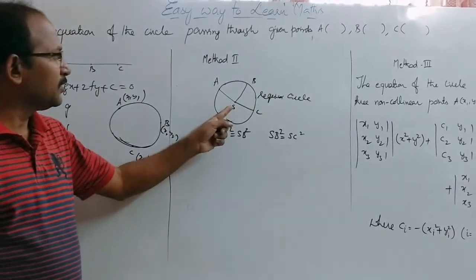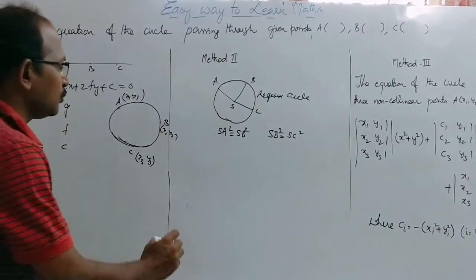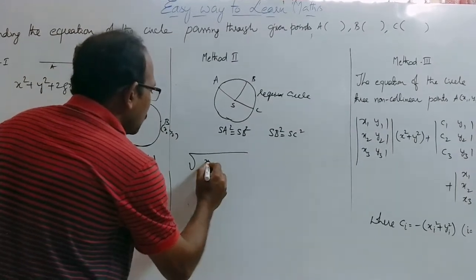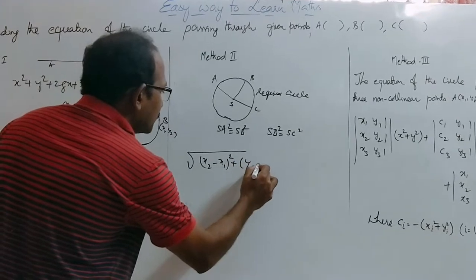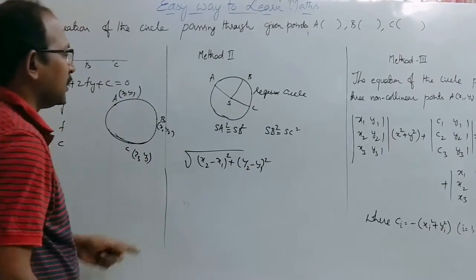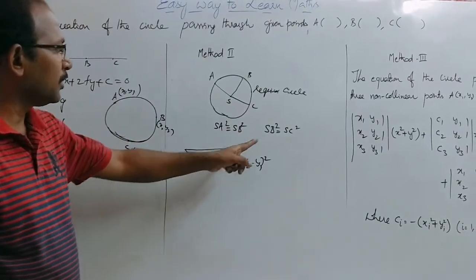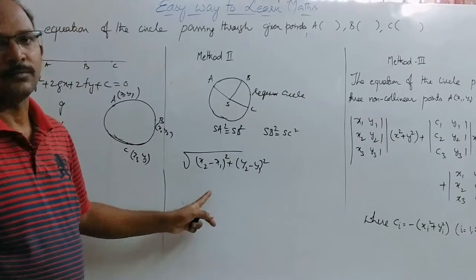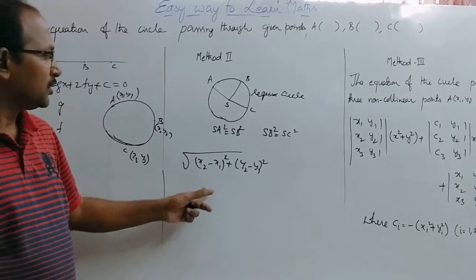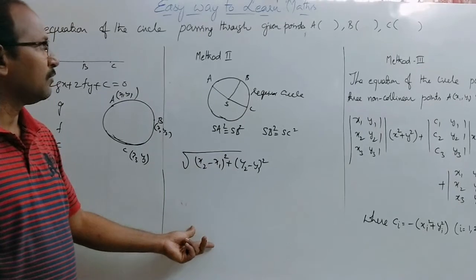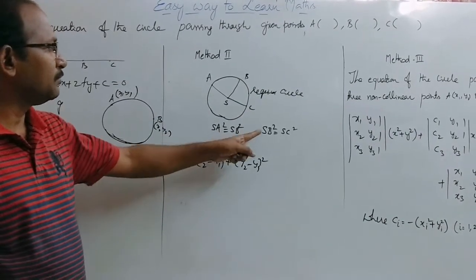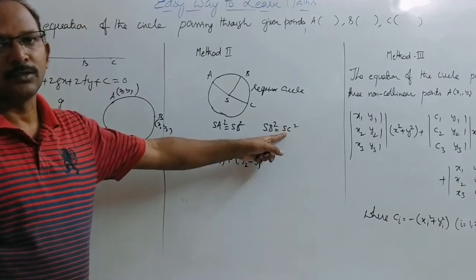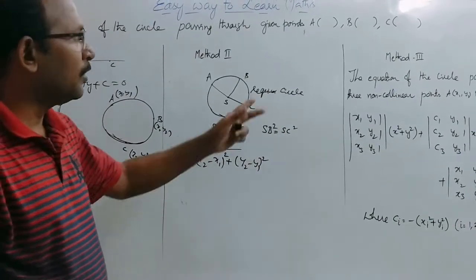Applying these conditions, SA means the distance between S and A. We have to make use of the distance between 2 points formula, x2 minus x1 whole square plus y2 minus y1 whole square. For SA, SB and SC, the same formula. In this form we can derive the equation of the circle by using the condition SA square is equal to SB square, SB square is equal to SC square. This is the second method.